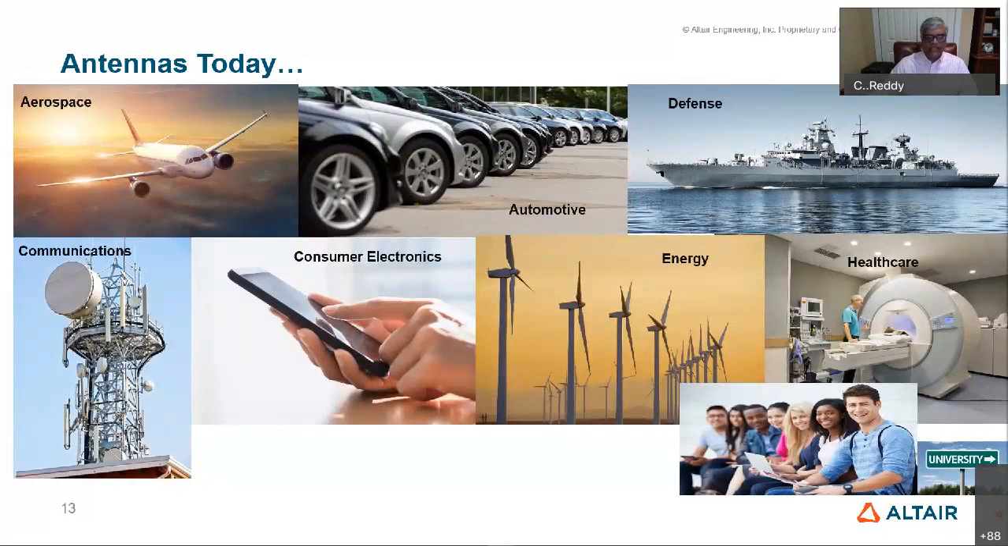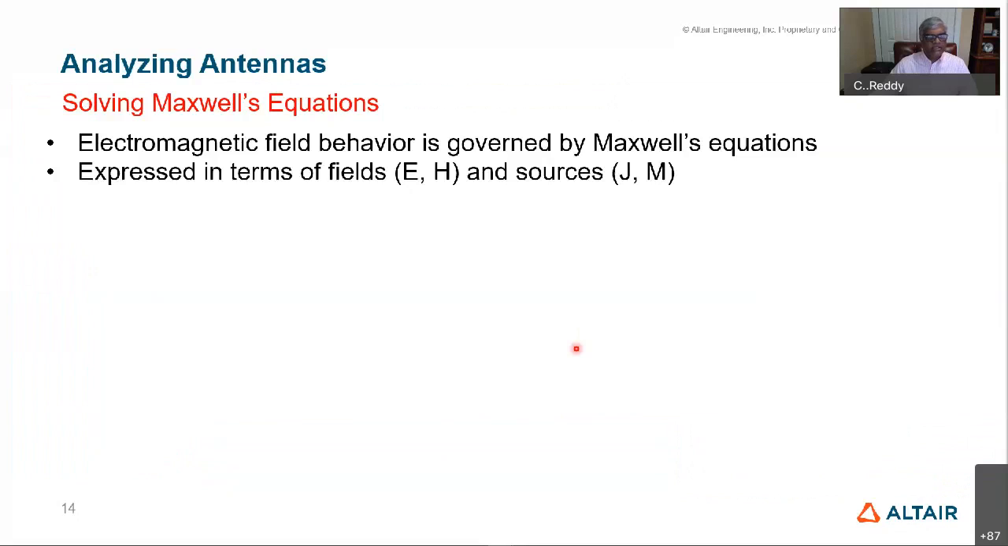That also makes it very critical that we educate our students in good antenna theory and good background in simulation technology, so they can be very productive and also produce innovative products for many years to come. So analyzing antennas means solving Maxwell's equations, because antennas follow Maxwell's equations. So in terms of electric and magnetic field, as well as electric current and magnetic current.